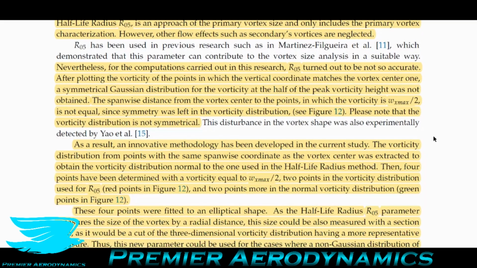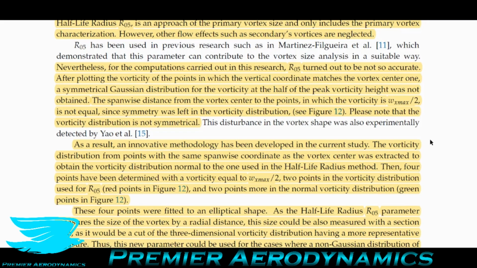As a result, they say that they came up with a new innovative method to determine the size of the vortex. They say the vorticity distribution from the points were extracted to obtain the vorticity distribution normal to the one used in the half-life radius method. So in other words, they're just trying to find these points that have certain vorticity. Then they say 4 points have been determined where the vorticity equaled the maximum vorticity divided by 2, so half the maximum. 2 points in the vortex distribution were used to give you the major axis, and 2 were used to find the minor axis.